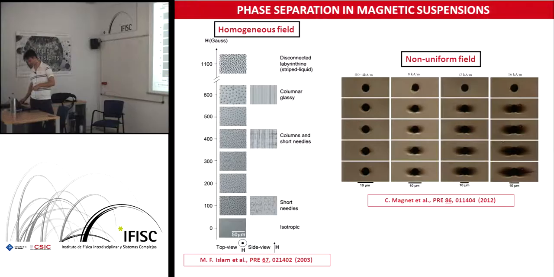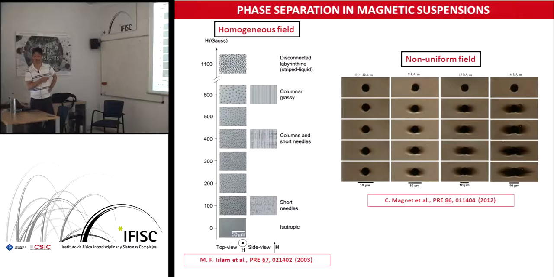exhausted. So if you increase the magnetic field, these needles tend to merge and form columns, and eventually they percolate the whole perpendicular axis of the Hele-Shaw cell. And then at the end, you'll get an effectively two-dimensional pattern formation in this.